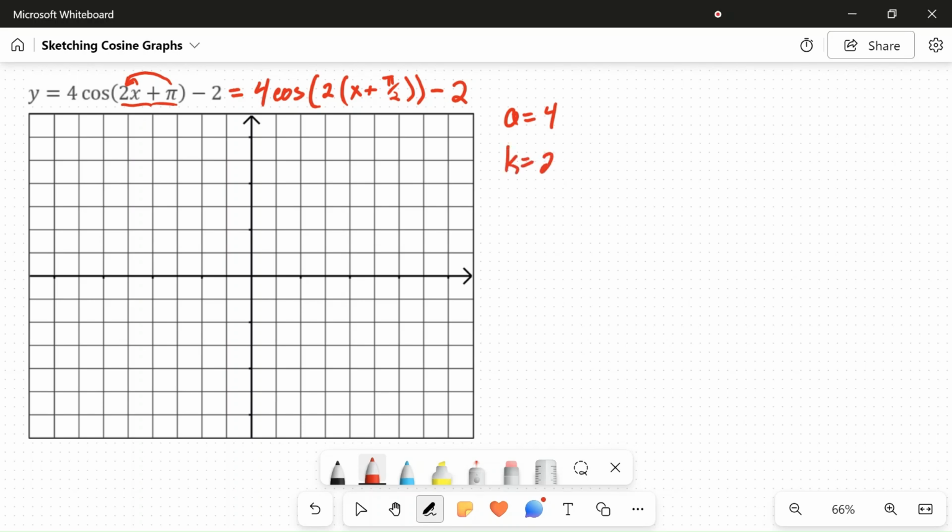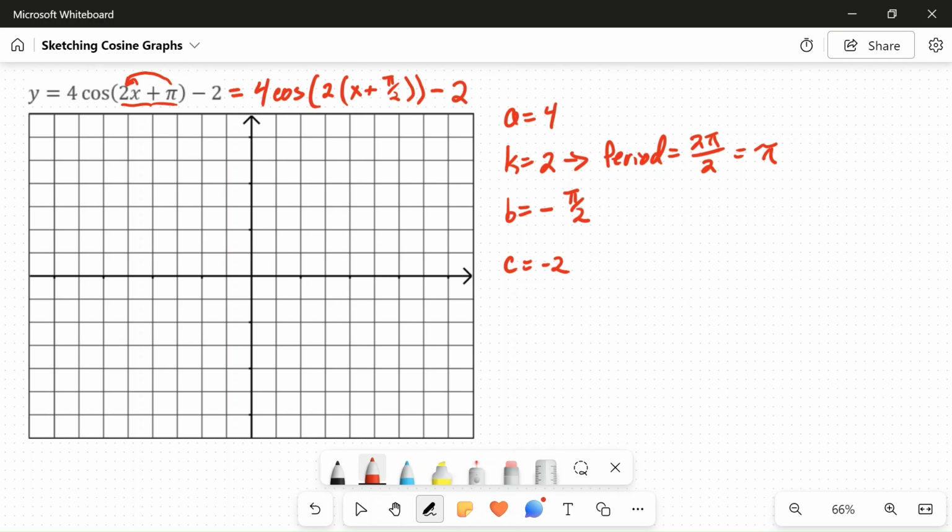K, in this case, is 2, which means our period is going to be 2 pi divided by K, so 2 pi over 2, which is just pi. Our B value is, so it's x plus pi over 2, which means our B value is a negative pi over 2. So it shifted to the left pi over 2. If you did not factor out the 2, then you're going to get the wrong value for your phase shift for B. And then C is a negative 2.